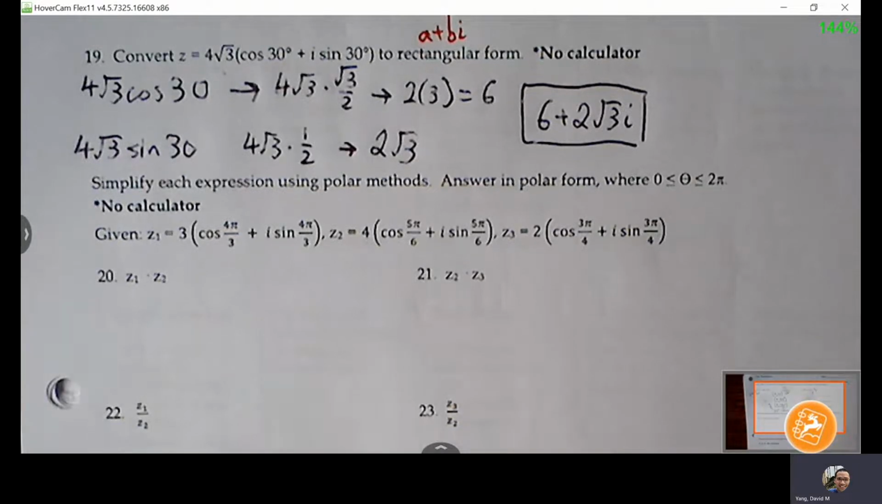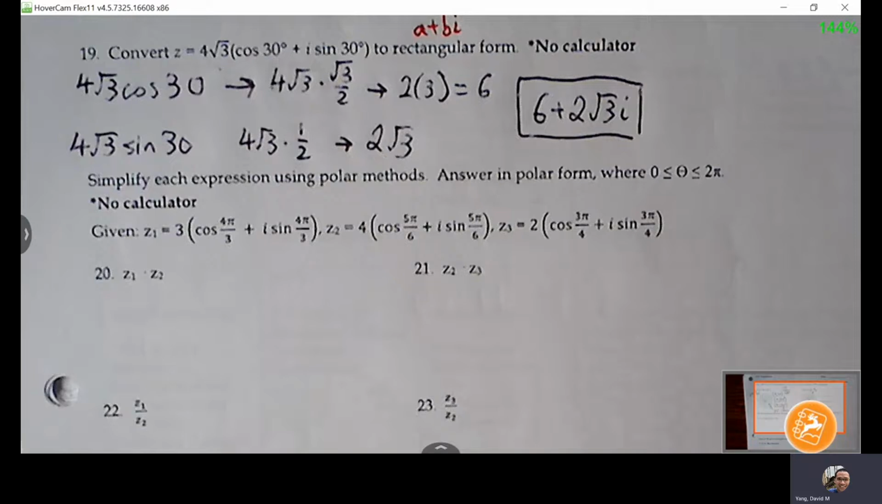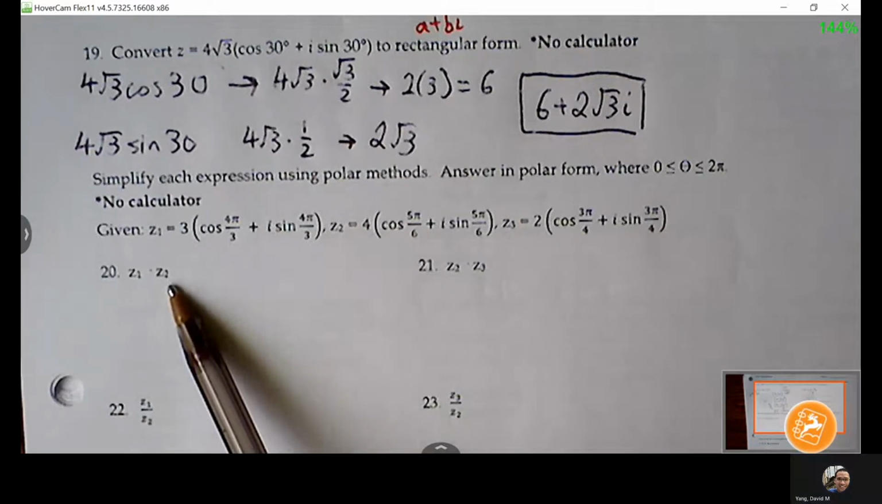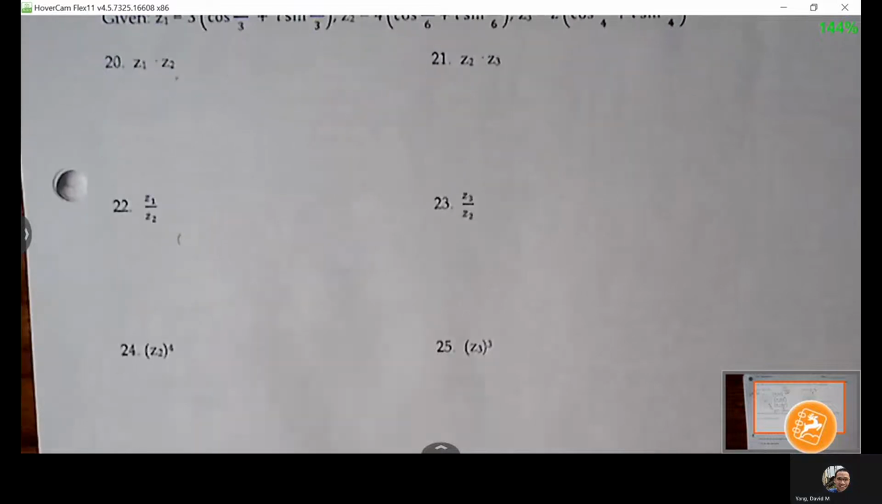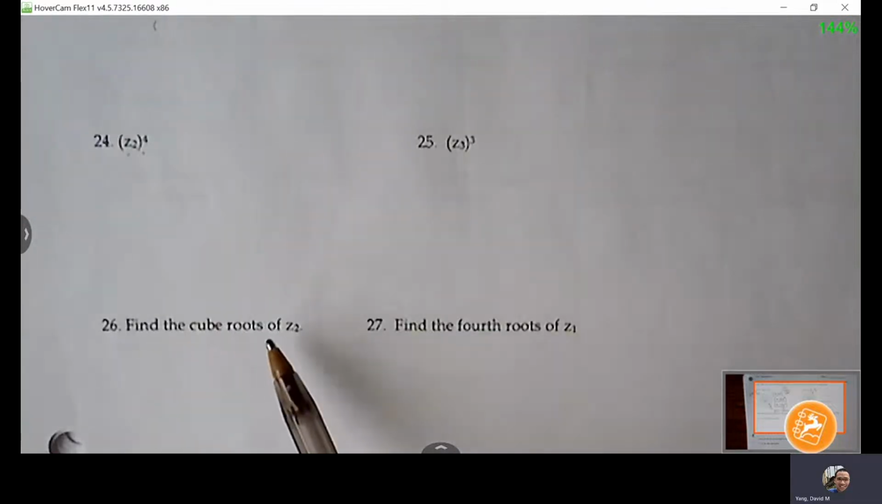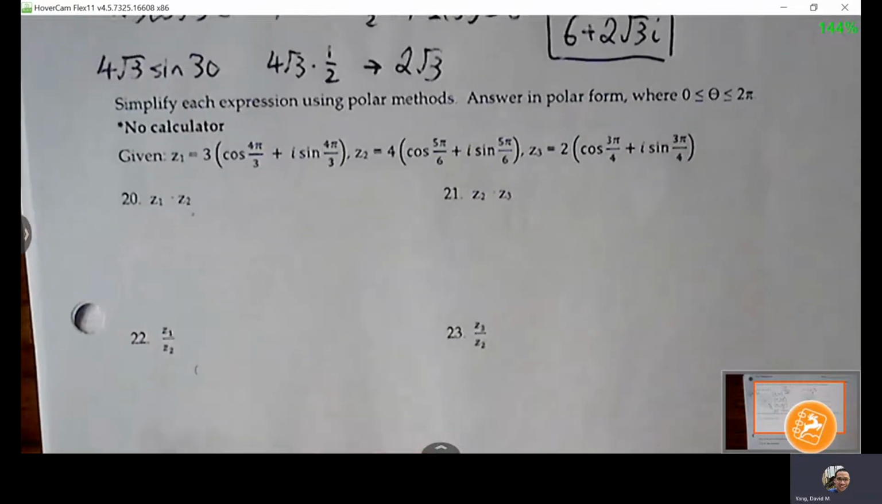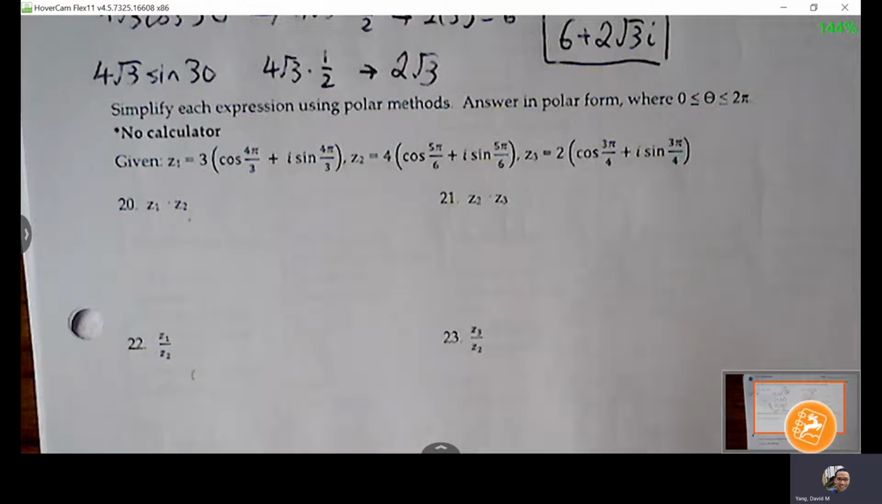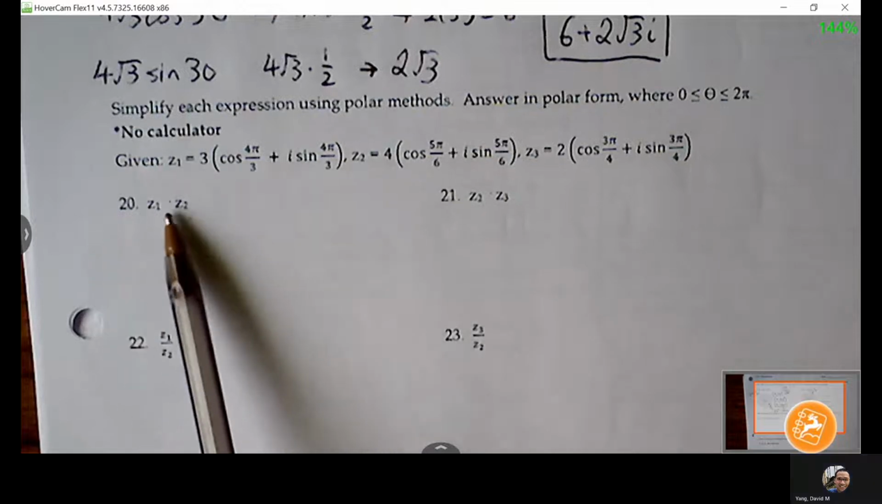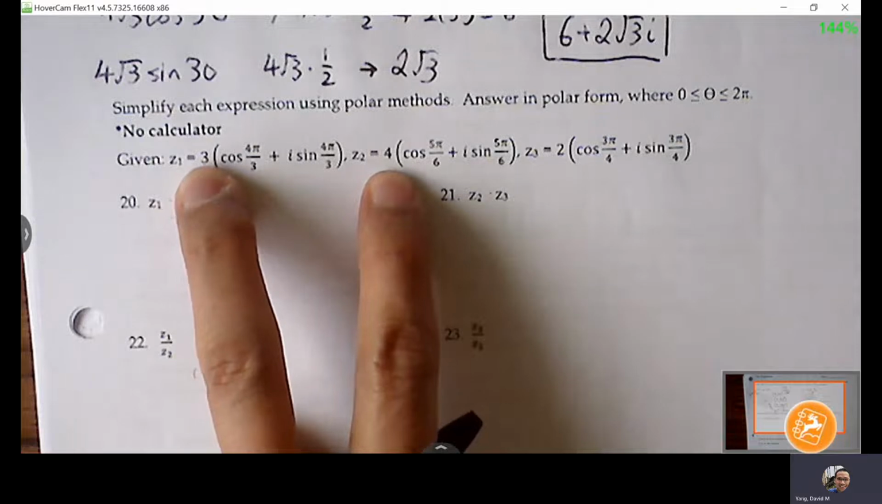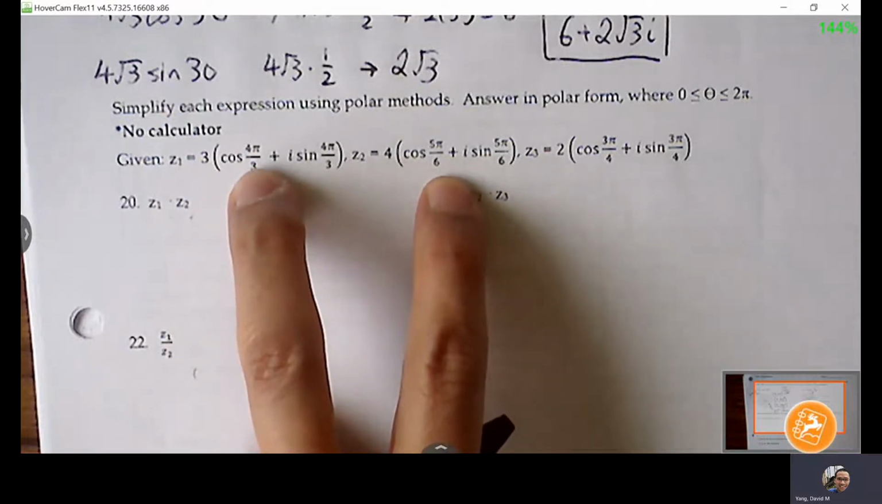Okay, let's go over each of the operations. We'll do the product, we'll do quotient, we'll do power. This is the formula that I'll give to you on the board. And then we'll do a root. Okay, so starting with 20. Remember, when you do product of two complex numbers, you multiply the radius, but what do you do with the theta? You add.